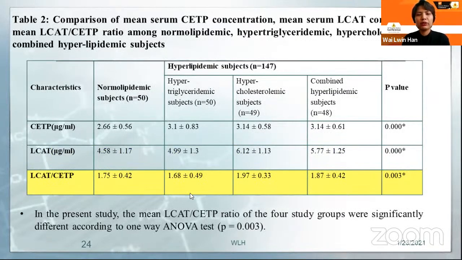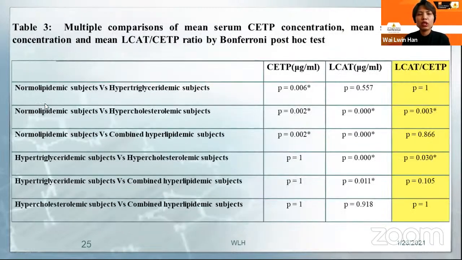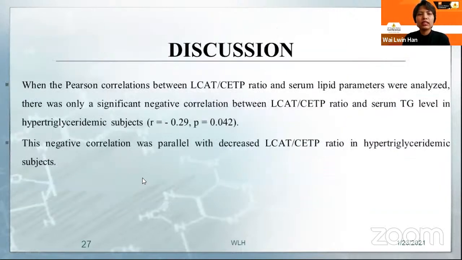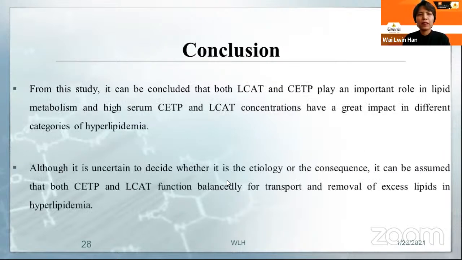As for the ALCA to CETP ratio, the mean ALCA to CETP ratio of the 4 study groups was significantly different, with P 0.003 when compared with normal lipidemic subjects. Only the ALCA to CETP ratio of the hypercholesterolemic subjects was significantly higher, with P 0.003. When the Pearson correlation between the ALCA to CETP ratio and serum lipid parameters in the 4 study groups was analyzed, there was only a significant negative correlation between the ALCA to CETP ratio and triglyceride in hypertriglyceridemic subjects. This negative correlation was parallel with the decreased ALCA to CETP ratio in hypertriglyceridemic subjects.